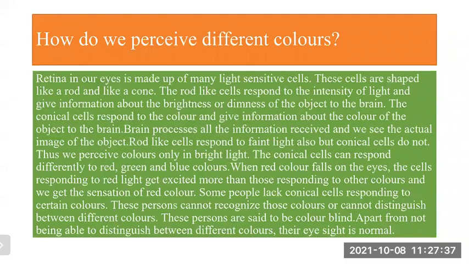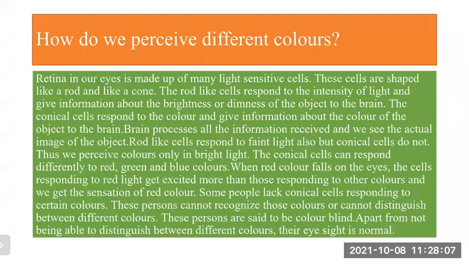Okay, and you see that some people cannot recognize colors. What is the difficulty they are having? These people lack the conical cells which respond to certain colors. These persons are said to be color blind. Apart from this, their eyesight is normal. Got it?